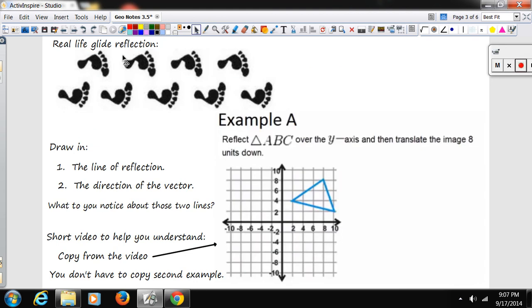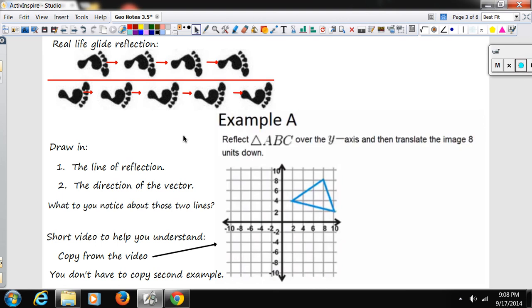Here's a real-life glide reflection: footprints. You may not know that, but they are a glide reflection. You slide and flip, slide and flip, slide and flip, slide and flip. You can draw in the line of reflection. You could draw in the direction of the vectors. And what do you notice about those two?